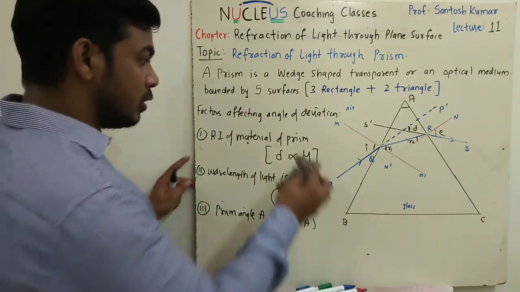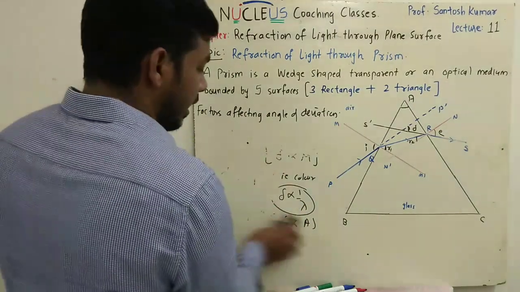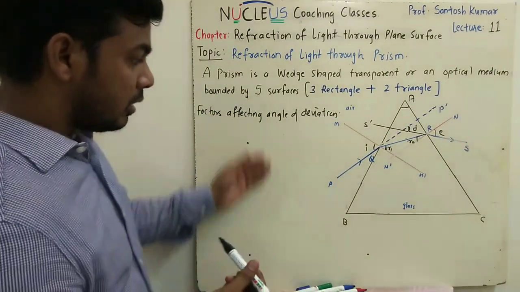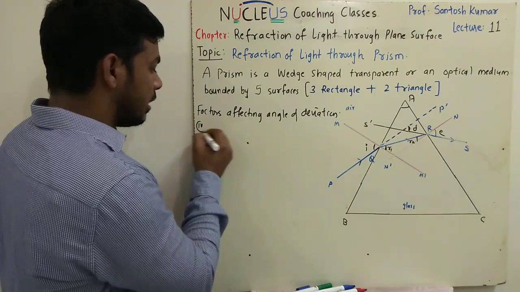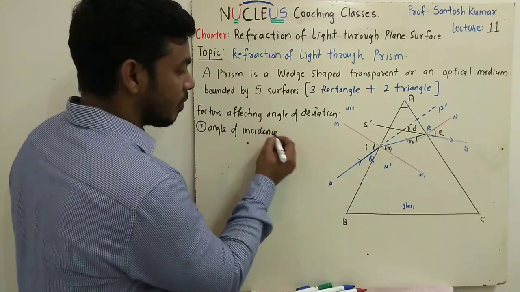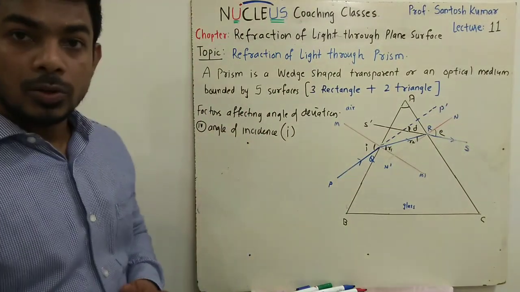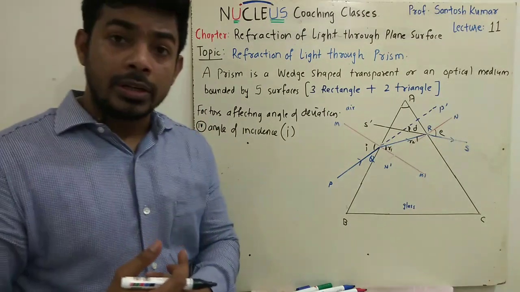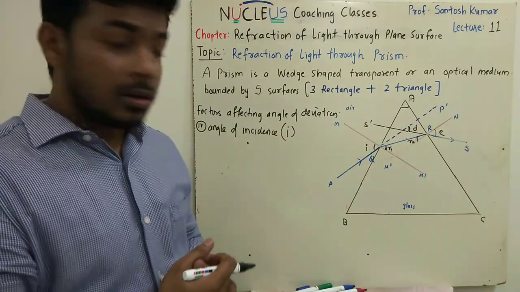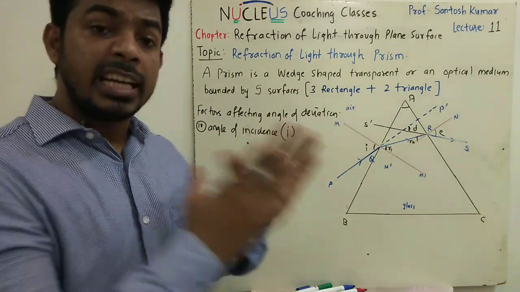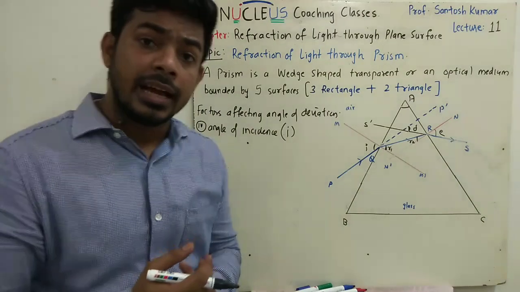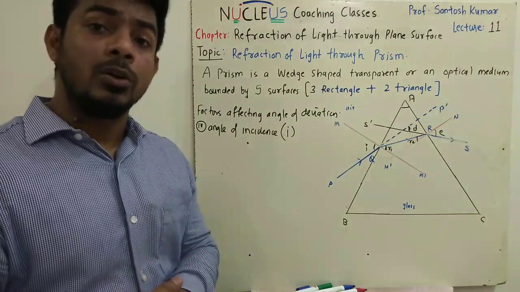The fourth factor which I am going to tell you is very important, and so many questions are asked on this concept, so you have to focus on this. This is a very important topic. The last factor is nothing but the angle of incidence, I. A graph has been plotted between the angle of deviation and the angle of incidence. I cannot tell you how the graph has been derived, because it has been derived experimentally by incidenting the light at different angles and observing the angle of deviation.